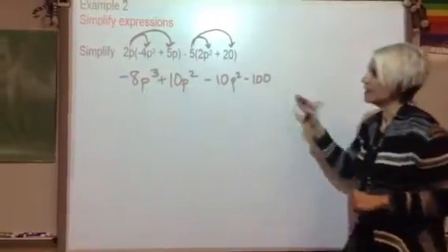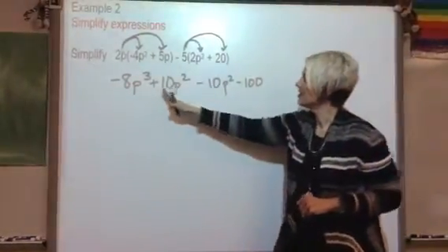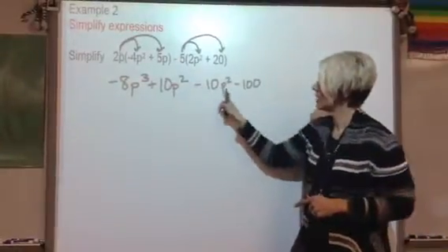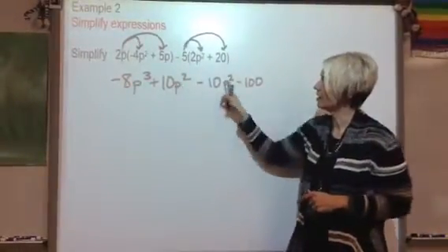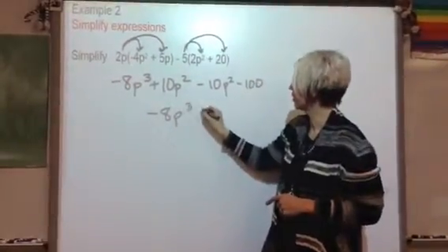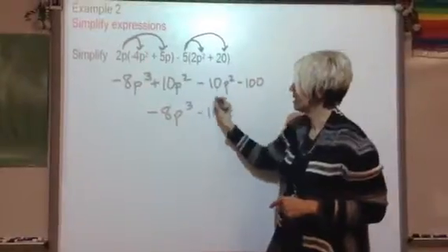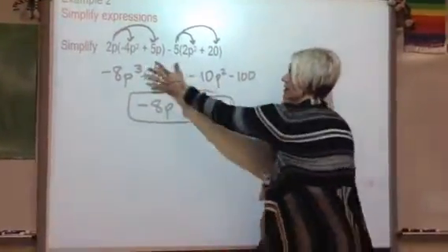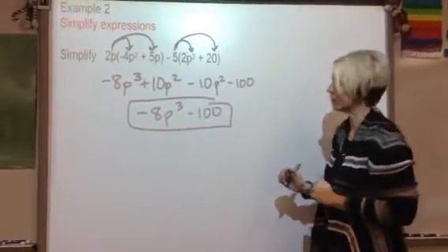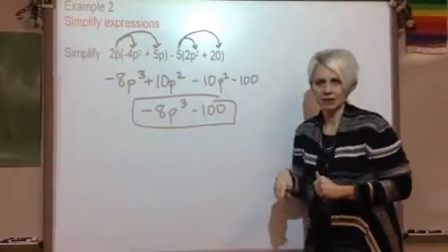Now when you look from left to right, you can look to see if any like terms are there. And as you can see, we have 2p squareds. So we're going to combine those. So we get negative 8p to the third minus 100, because this is a positive, this is a negative. They would cancel each other out because they're both p squareds. So you try the simplifying in your notes.